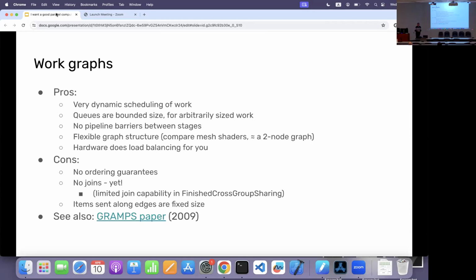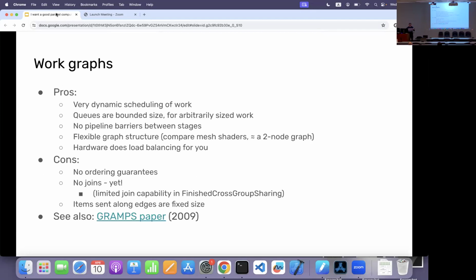They also do not support joins, and they are very aware that this is a problem, and they're working on it. There's a very limited capability called Finnish cross-group sharing, which should give you some idea of the complexity of all of this, just that name. And another limitation is that as you're moving items along those edges, those have to be fixed size.